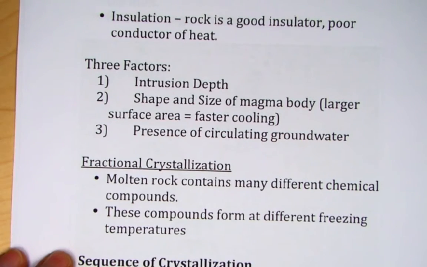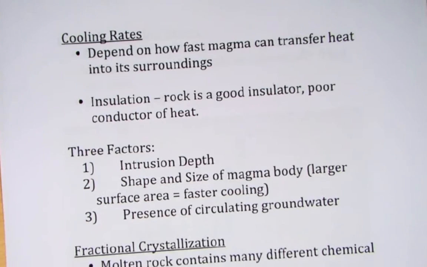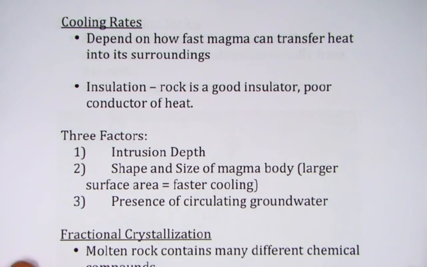The thing we have here are these cooling rates. A cooling rate depends on how fast the magma can transfer heat into its surroundings. And we know that rock is a very good insulator. It's a poor conductor of heat. And so the cooling rates really depend on three factors. The depth of the intrusion: the deeper it is, the hotter it's going to be, the longer it's going to take to solidify. The shape and size of the magma body.